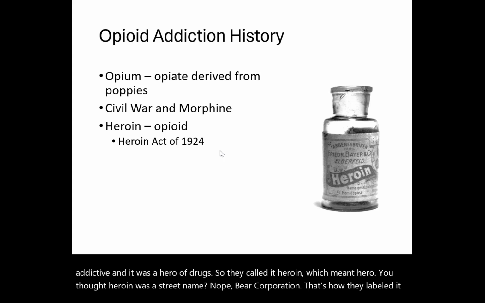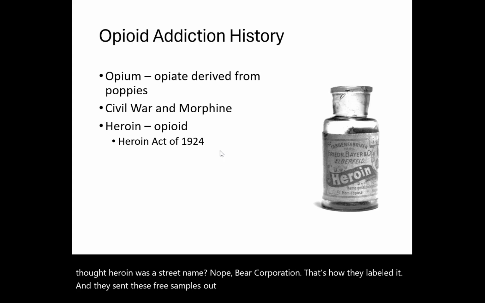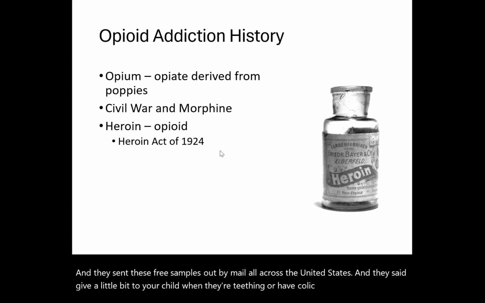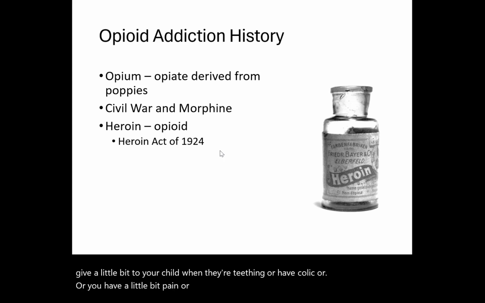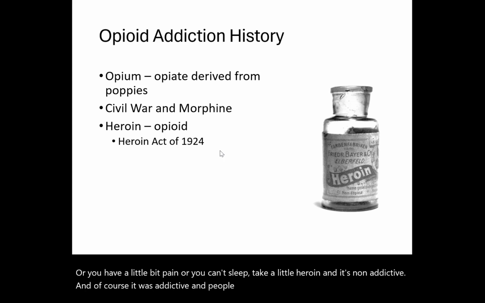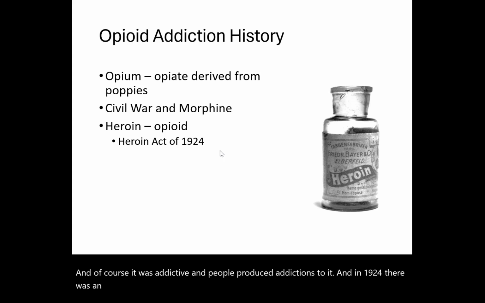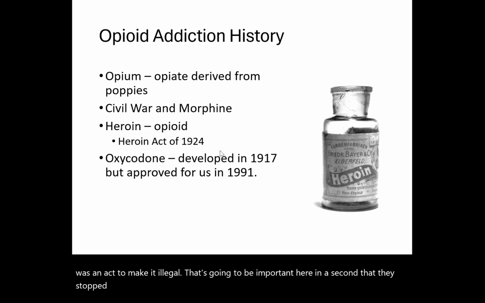Nope. Bayer Corporation. That's how they labeled it. And they sent these free samples out by mail all across the United States. And they said, give a little bit to your child when they're teething or have colic or you have a little bit of pain or you can't sleep. Take a little heroin. And it's non-addictive. And of course it was addictive. And people produced addictions to it. And in 1924, there was an act to make it illegal. And that's going to be important here in a second, that they stopped the legality of heroin.